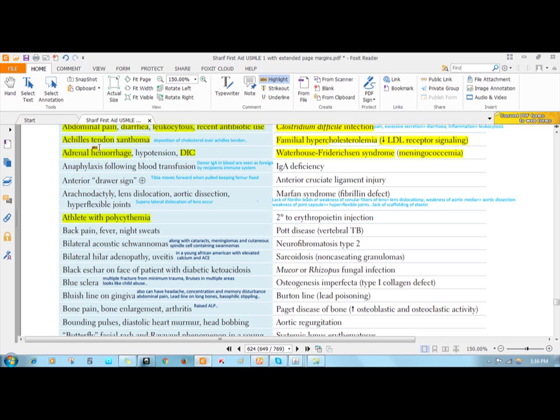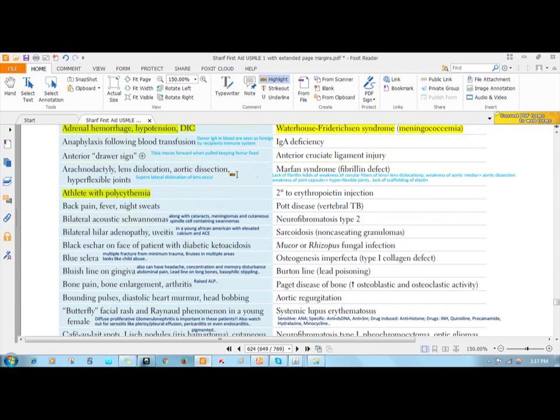So all of those will lead to hypotension, and if the patient is in severe hypotension, it will typically lead to death actually. Okay, so let's move on to the next one. Next one is IgA deficiency.